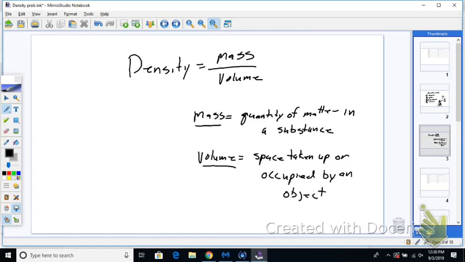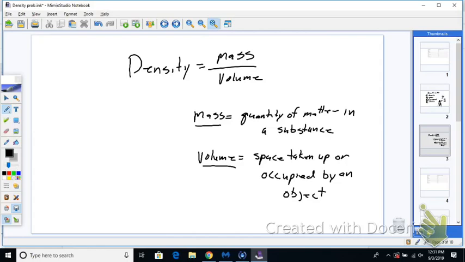Okay, so we have two different definitions. It's nice to know the definitions. Mass, quantity. Quantity would be how many particles are in there, how many of those particles and how dense those particles are. And then the second thing we want to relate it to is volume. How much space do those particles take up?